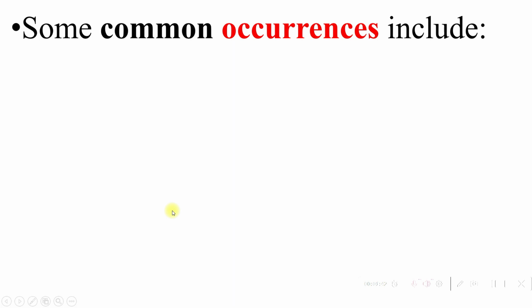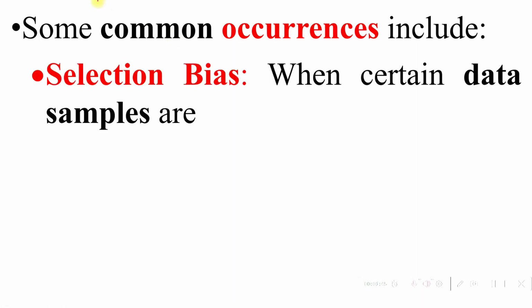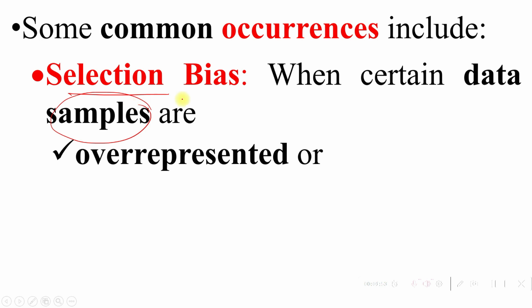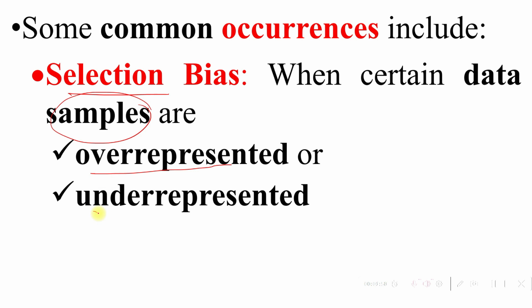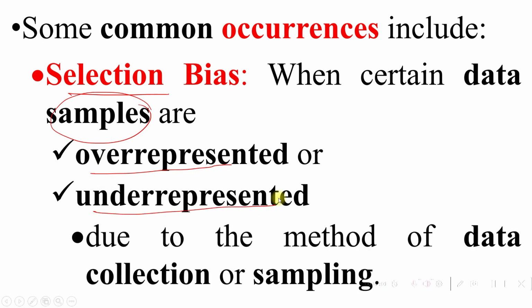Some common occurrences are selection bias. Selection bias is when certain data samples are overrepresented or underrepresented, due to the method of data collection or sampling. Due to this, we are unable to get better results. Bias is the variation between the actual output and the predicted output. This is because of overrepresenting or underrepresenting the data.